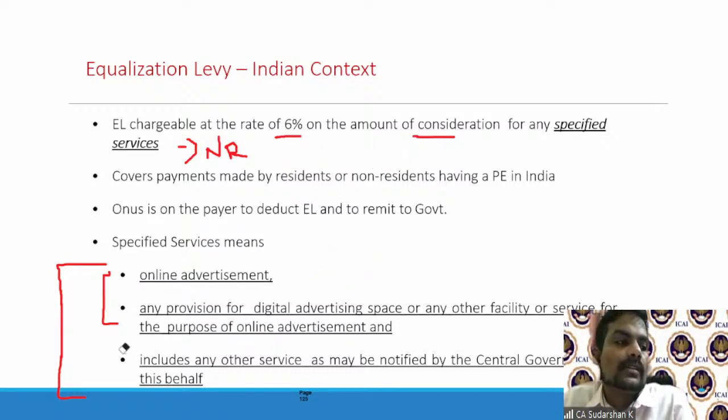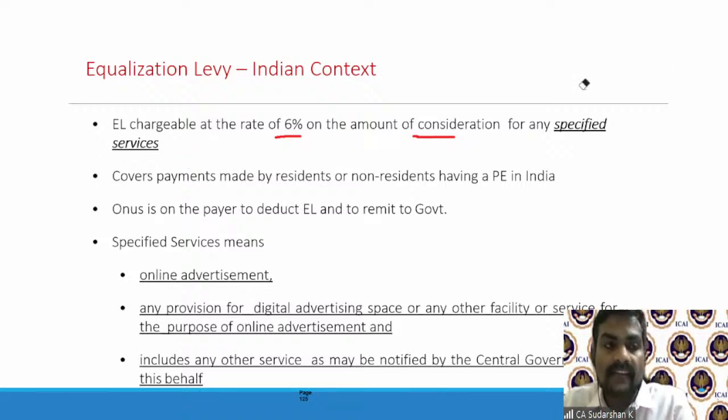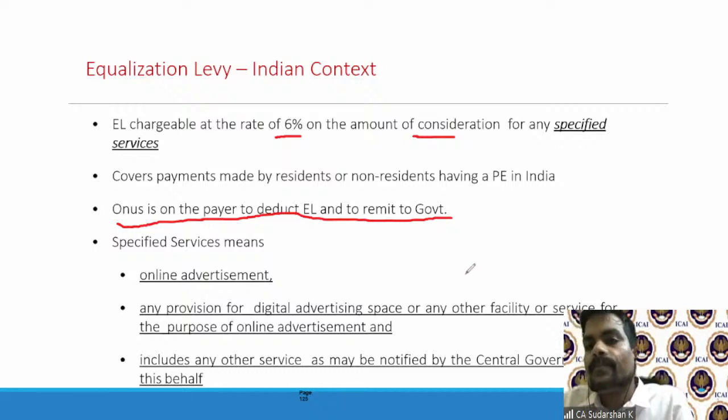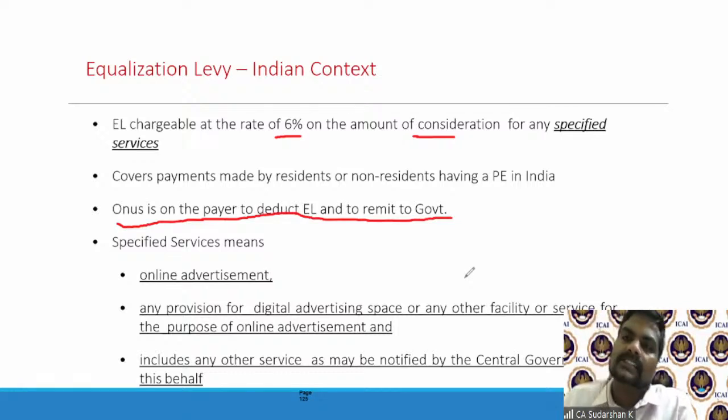Now you may ask a question. How do you expect Google US to pay this 6%? What if they don't pay? So what the government did is, having expected this, the onus is on the payer to deduct equalization levy and remit, just like your TDS. I am an Indian company and I'm availing Google services for online advertisement. Whatever payment I make, say 20 lakhs, the example that I gave, on that 20 lakhs, 6% I will pay to the Indian government. The balance 94% should go to Google US. So the onus is on the payer to deduct equalization levy and remit.